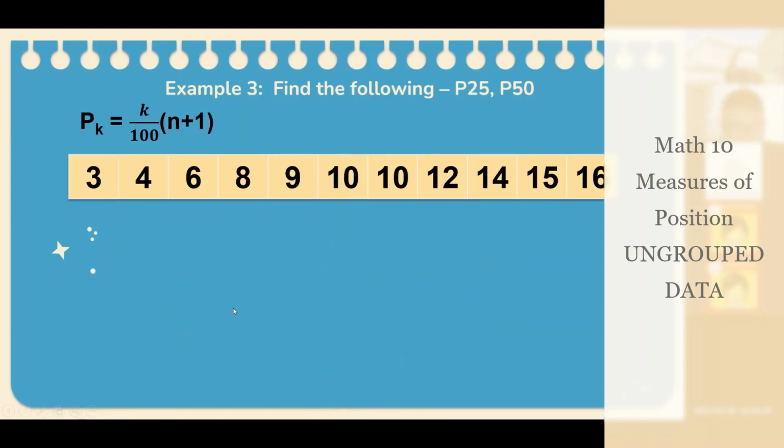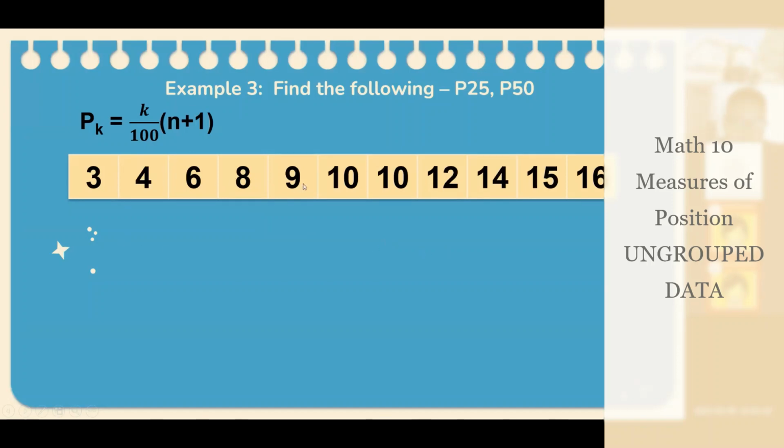Okay, no more questions. Last, find the following: percentile 25 and percentile 50. This time, this is the formula. P sub k is equal to k over 100, it's over 100 if percentile, and then n plus 1 pa rin. So, the same given as the previous.